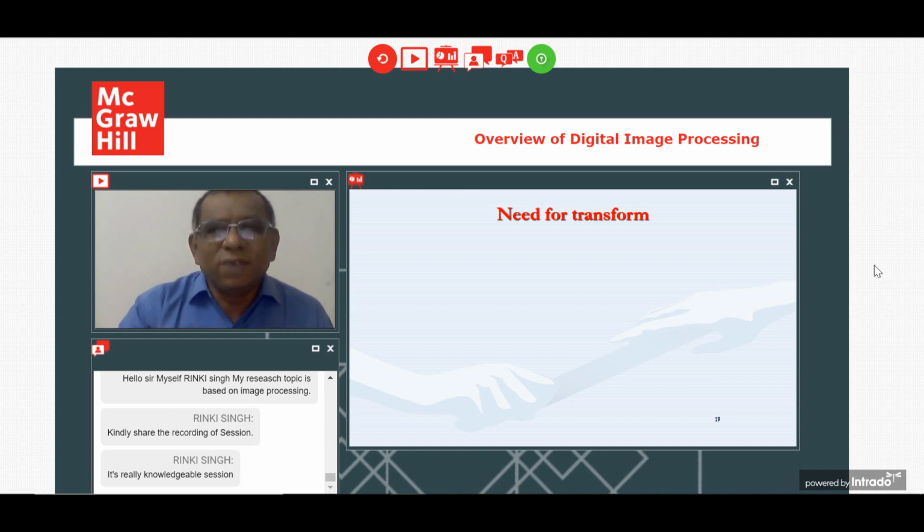Now, what is the need for a transform? That can be understood by a very simple slide. Here we can see that white light is falling on the prism and we are able to get colors at the other end of the prism. This phenomenon we call dispersion.